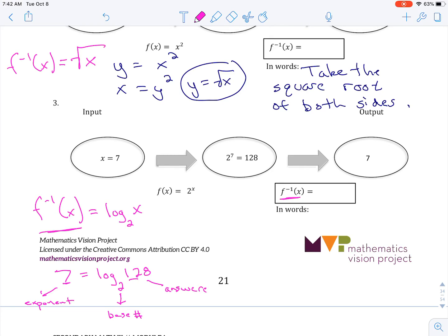Okay, so what would we do to both sides? Well, I would undo the exponential with a logarithm.